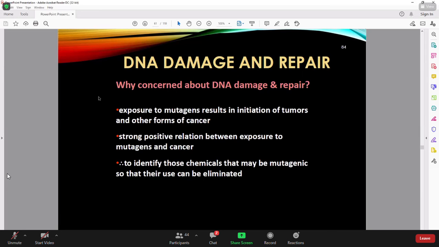Okay, so why the concern? What is important about why we need to know about the damage of DNA? Because exposure to mutagens results in the initiation of tumors and other forms of cancer. Do you have any idea what kind of mutagens can lead to tumors? Any idea of what kind of mutagens?